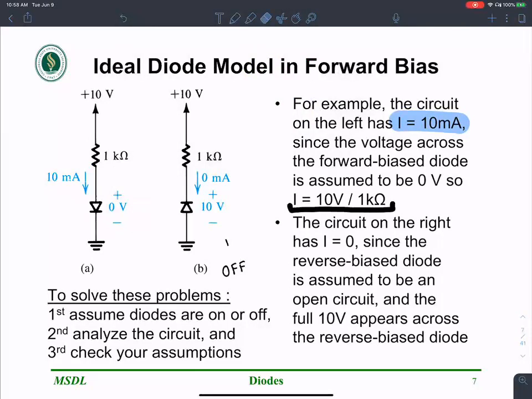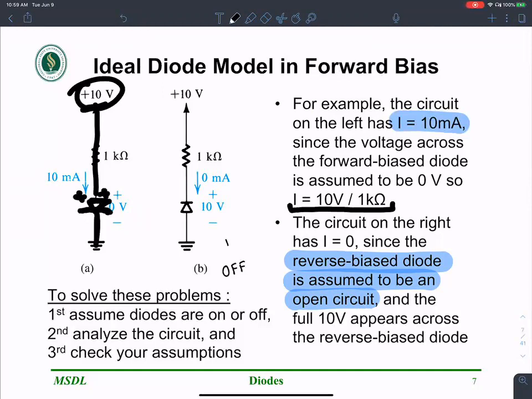The circuit on the right, on the other hand, has the diode assumed to be an open circuit, reverse biased. And it's easy to see why it is reverse biased. The positive side is connected to lower potential, and the negative side is connected to higher potential. In the other case, the positive side of the diode is connected to the higher potential, plus 10 volts, and the negative side of the diode is connected to the lower potential. So it is reasonable to assume that this diode is forward biased, and this diode is reverse biased.